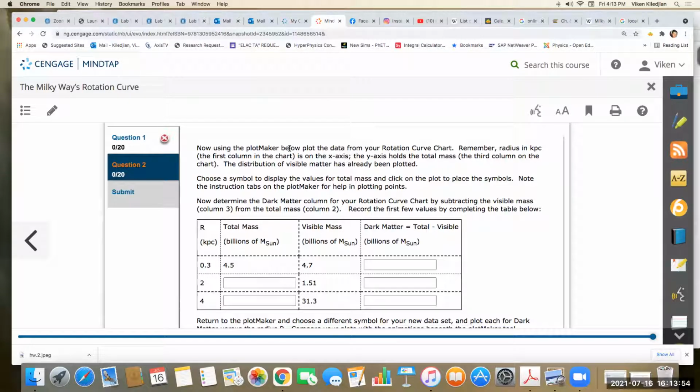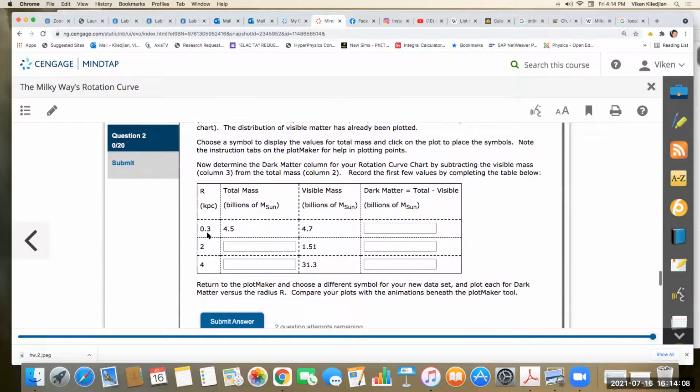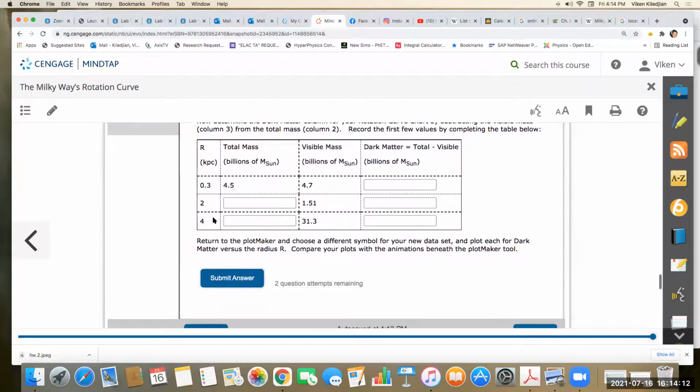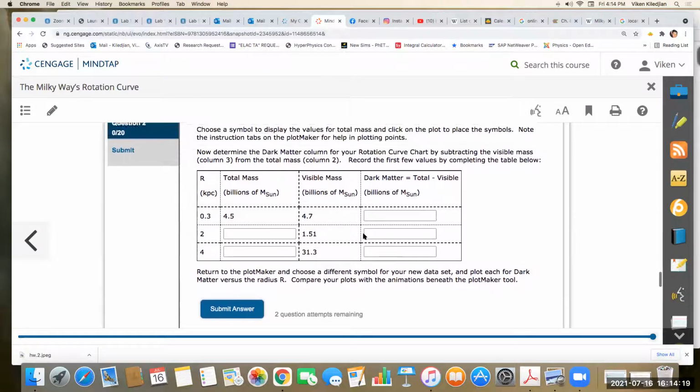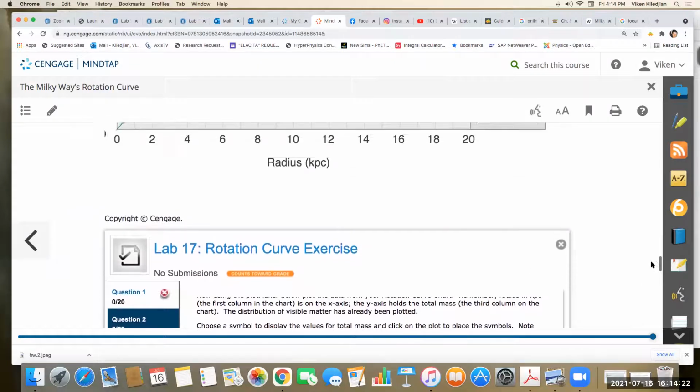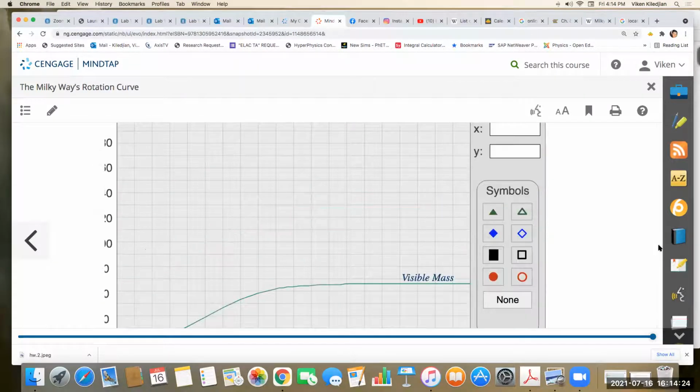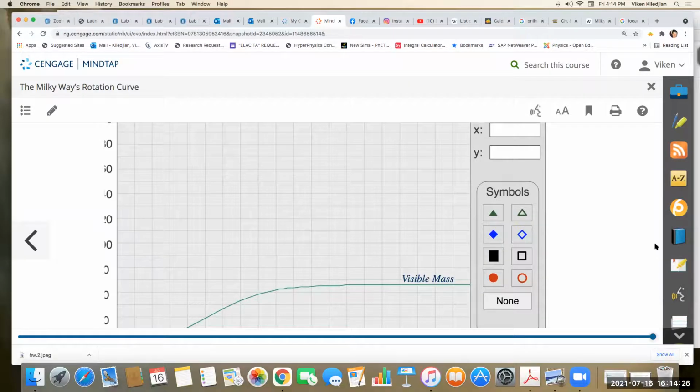Now determine the dark matter column for your rotation curve by subtracting the visible mass, column 3, from the total mass. Record the first few values by completing the table below. So they want you to do it at R equals 0.3, 2, and 4. It would have been nicer to do a little bit more, I feel like, go all the way up to 8 or 10. But I guess they don't want to make you work too hard. So then you could say, okay, what symbol should we use?